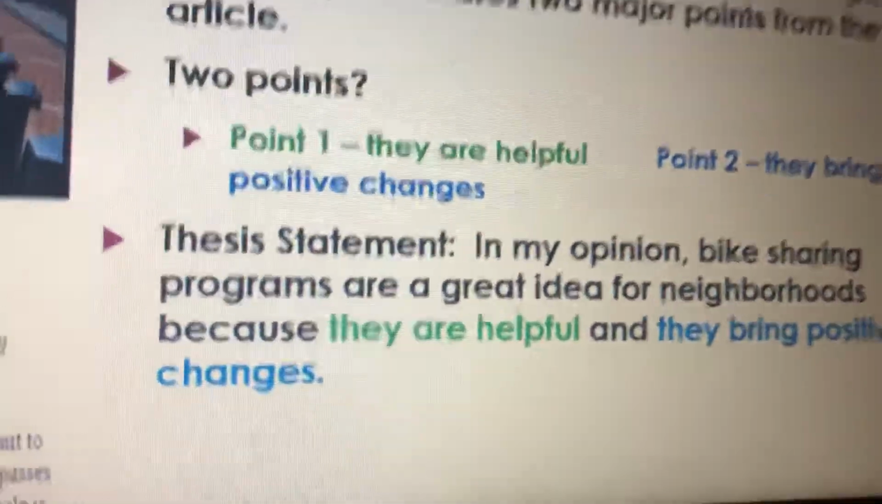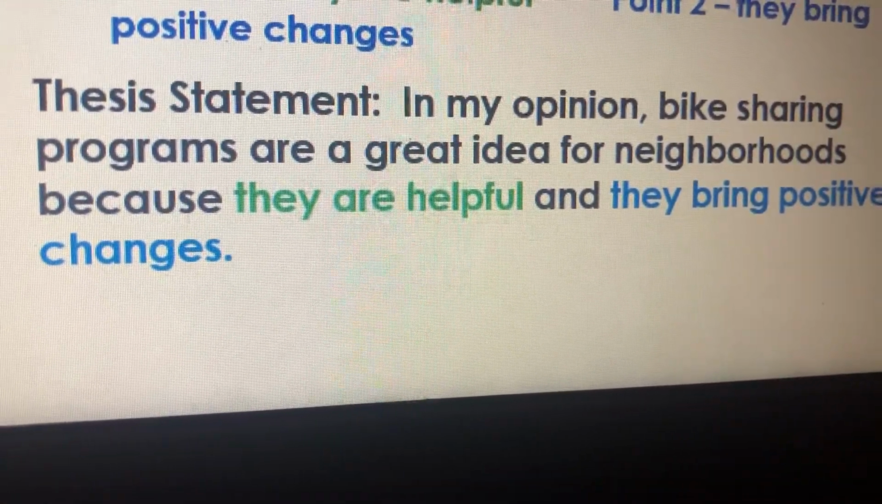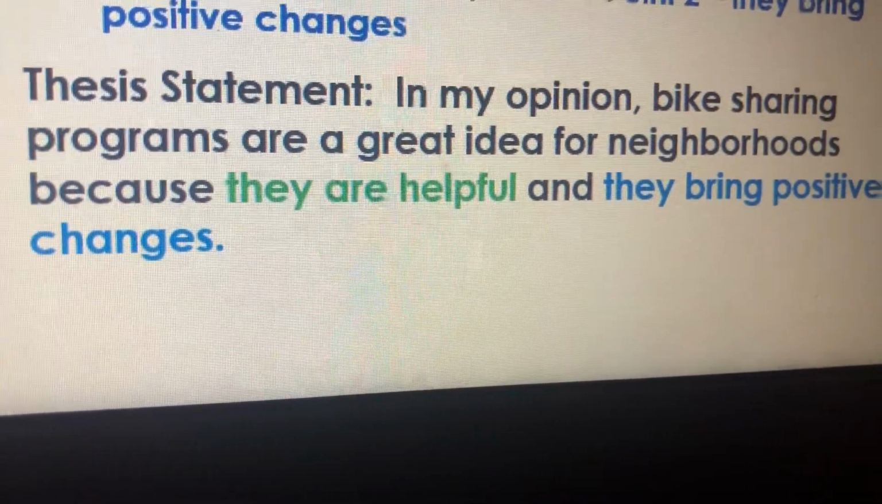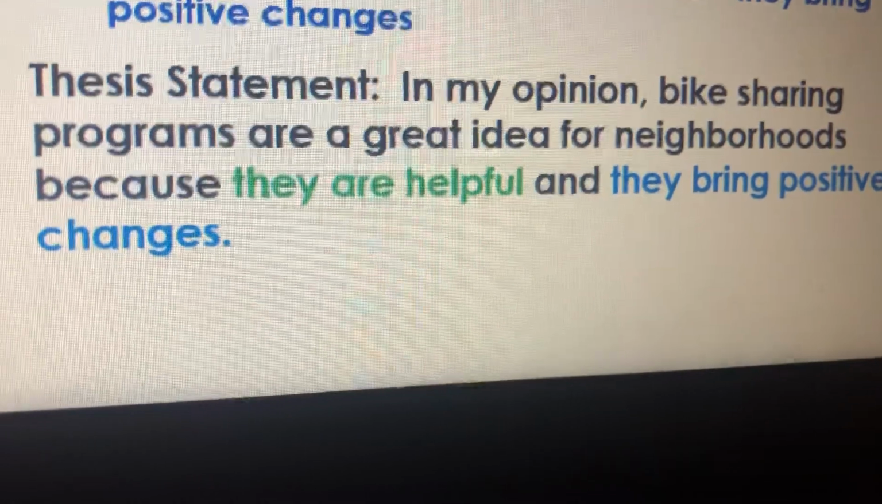The thesis statement I came up with is that, in my opinion, bike sharing programs are a great idea for neighborhoods because they are helpful and they bring positive changes.